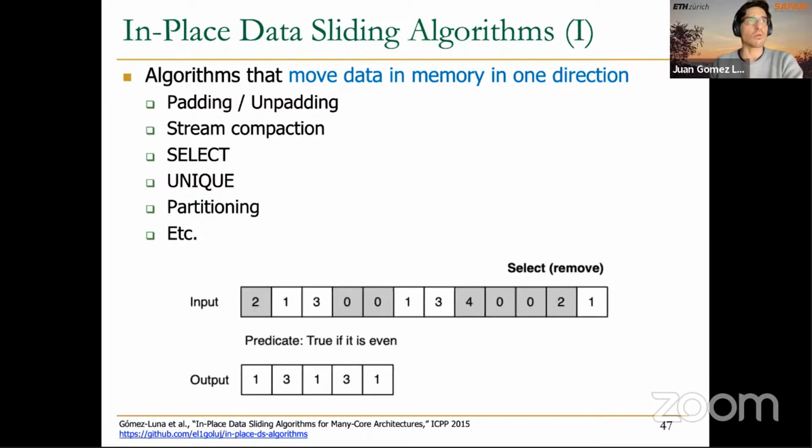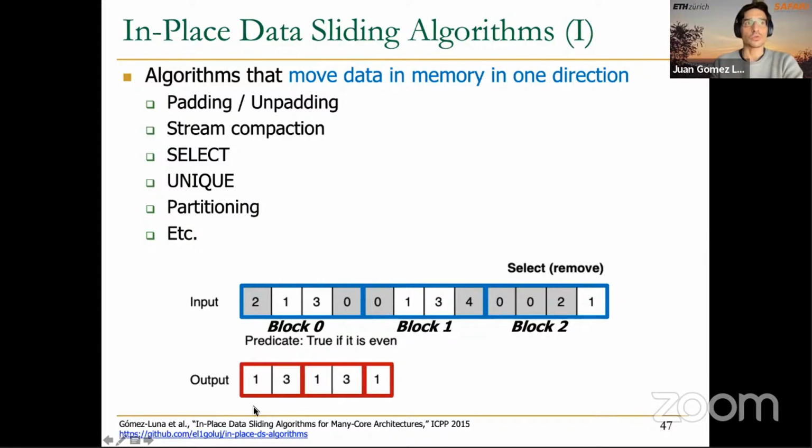And actually here I have one similar example, that is the select relational algebra operator. Imagine that you have an input array like this one, where we partition it into equally sized chunks assigned to different thread blocks from block 0 to block 2. And what we do here is remove those elements that fulfill this predicate, true if it's even. So we will remove 2, 0, 0, 4, and so on. And then we write to the output array.